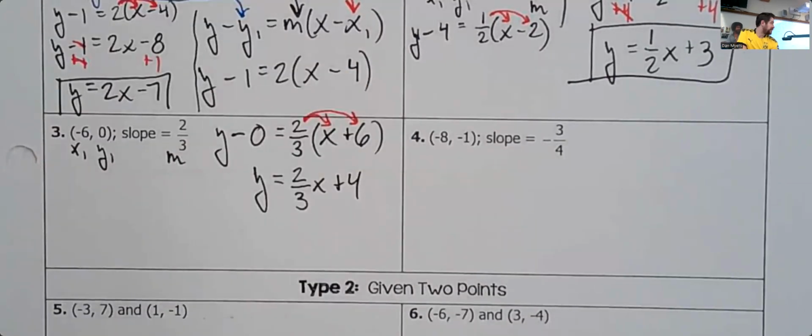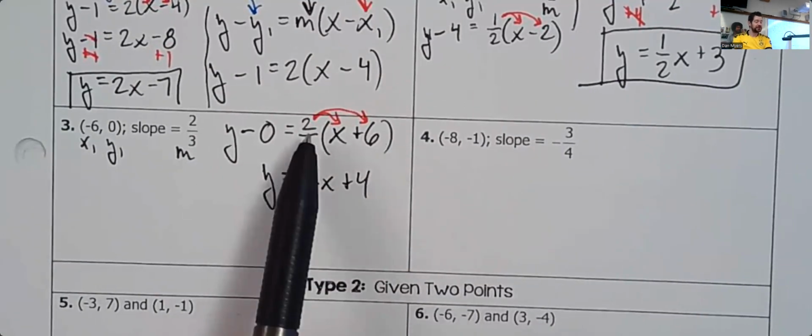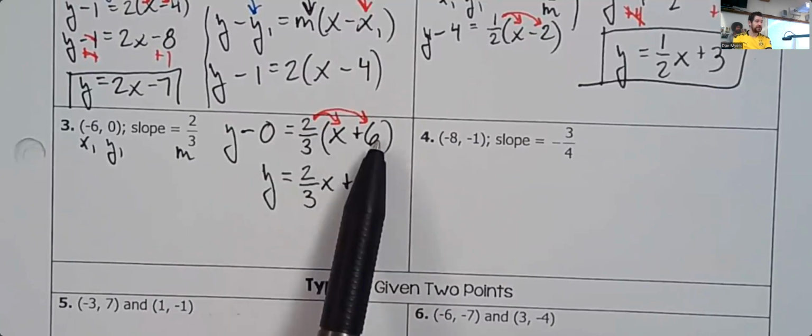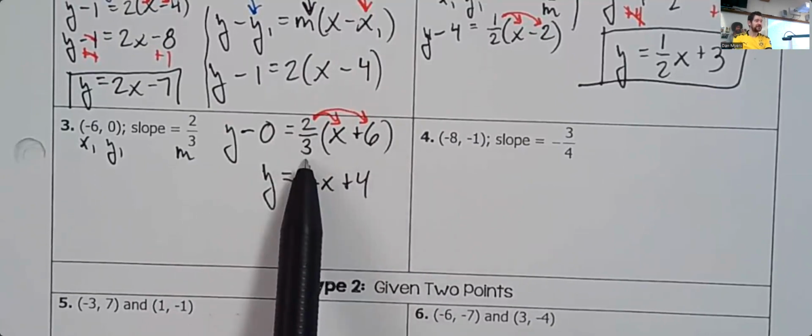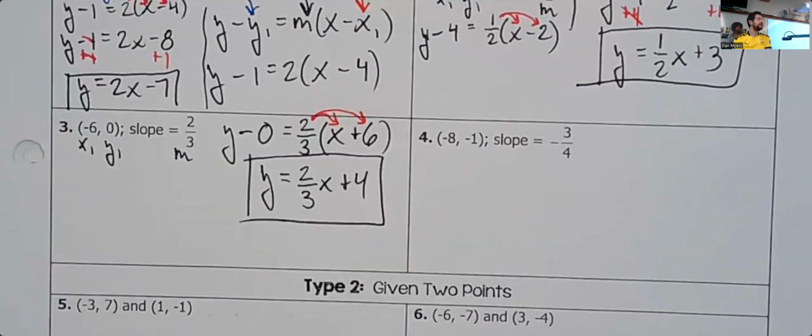And you can just multiply that on your calculator if you want to. Or if you want a quick reminder on multiplying a fraction by a whole number, take the numerator of the fraction, multiply it by the whole number. 2 times 6 is 12. And then just divide by the denominator. 12 divided by 3 is 4. There we go. That's number 3.